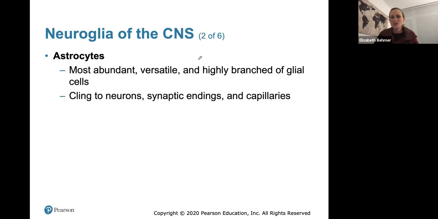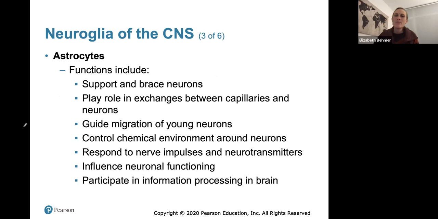So astrocytes, really simply put, are the most abundant and versatile, and they cling to neurons. The big thing that they do is they support and brace neurons. They participate in information processing, and they control the chemical environment. They play a role in exchanges between capillaries and neurons, and that's called the blood-brain barrier that I will show you. So these are astrocytes.